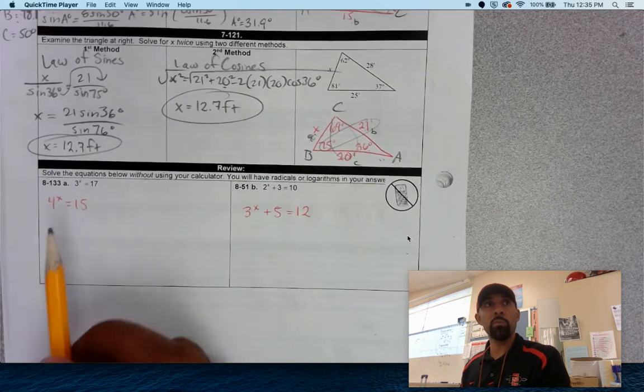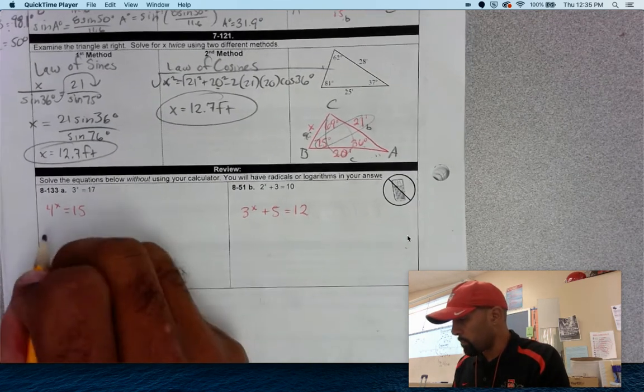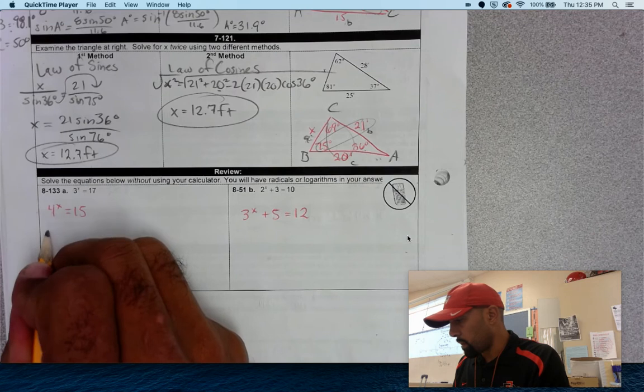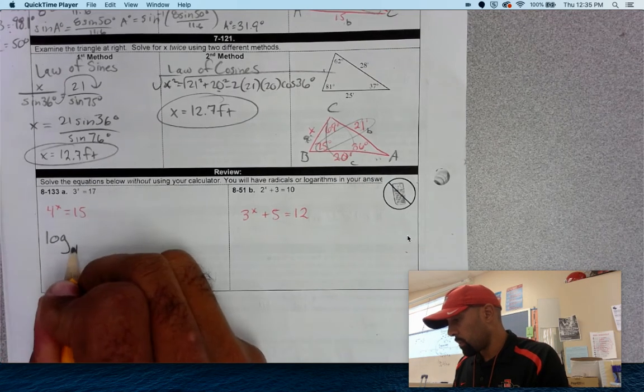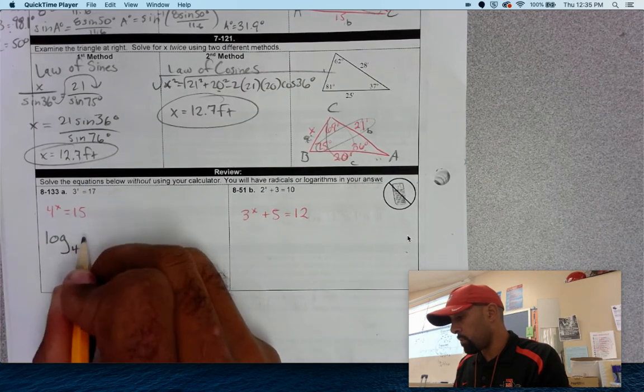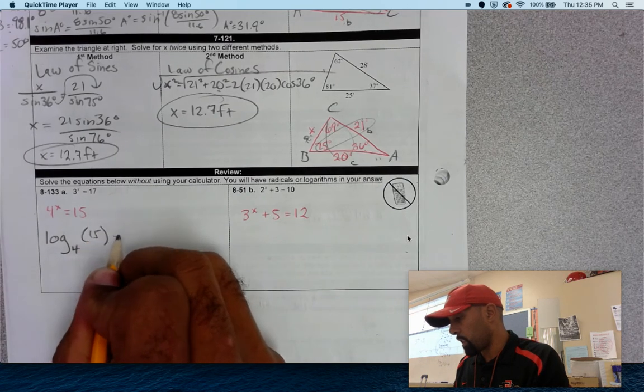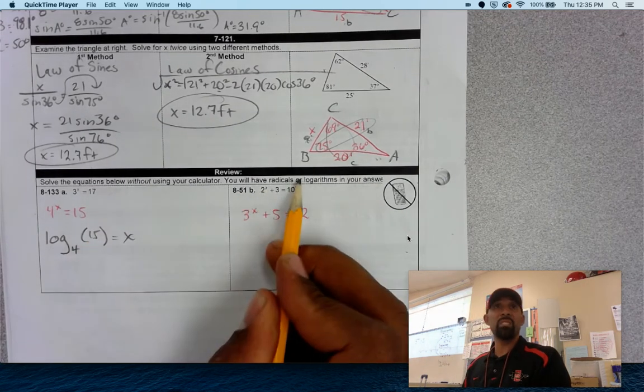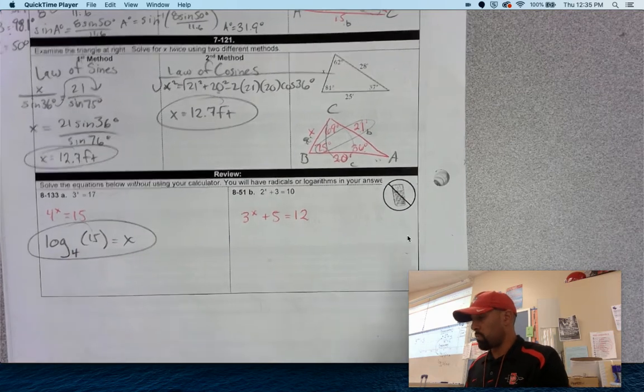Okay, so what we want to do is we're going to turn this into log form. So here's our b, our base, which is 4, and that's our a value. So that goes here. And then we set it equal to x. And it says to just leave it in log form. So that's really it. Pretty simple.